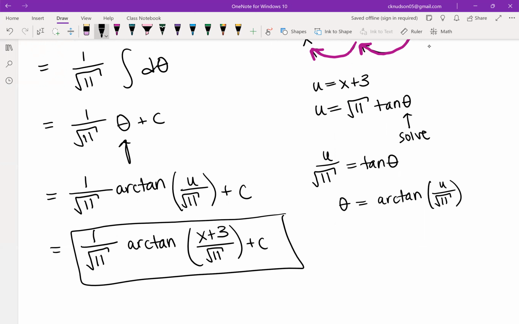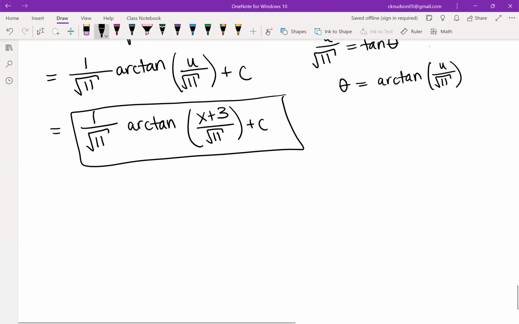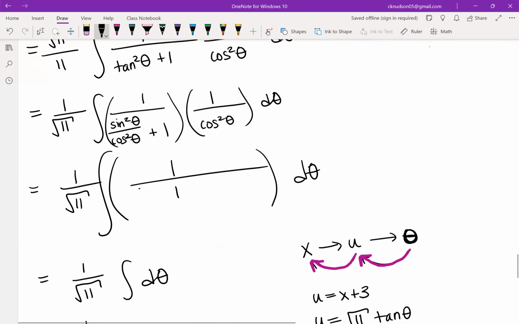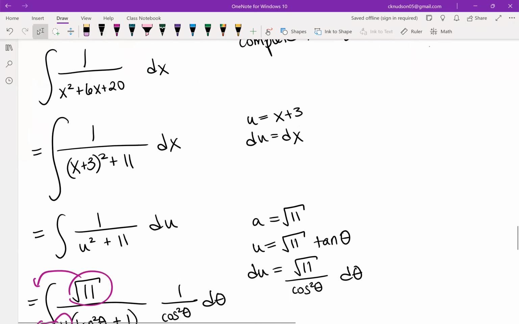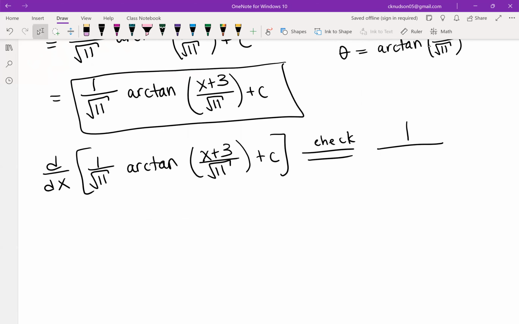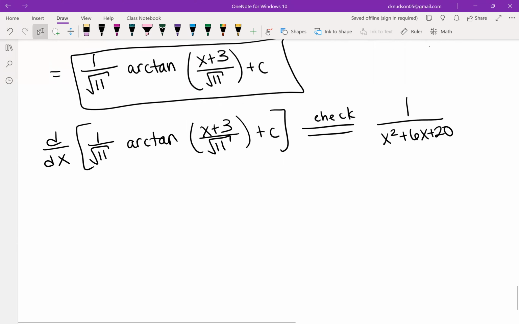This is our answer. Now remember, it's always a good idea to check your work when you're done. So let's go ahead and take the derivative of our answer and make sure that it's equal to our original integrand. So we need to check that it's equal to 1 over x squared plus 6x plus 20. Okay, so let's go ahead and take that derivative.